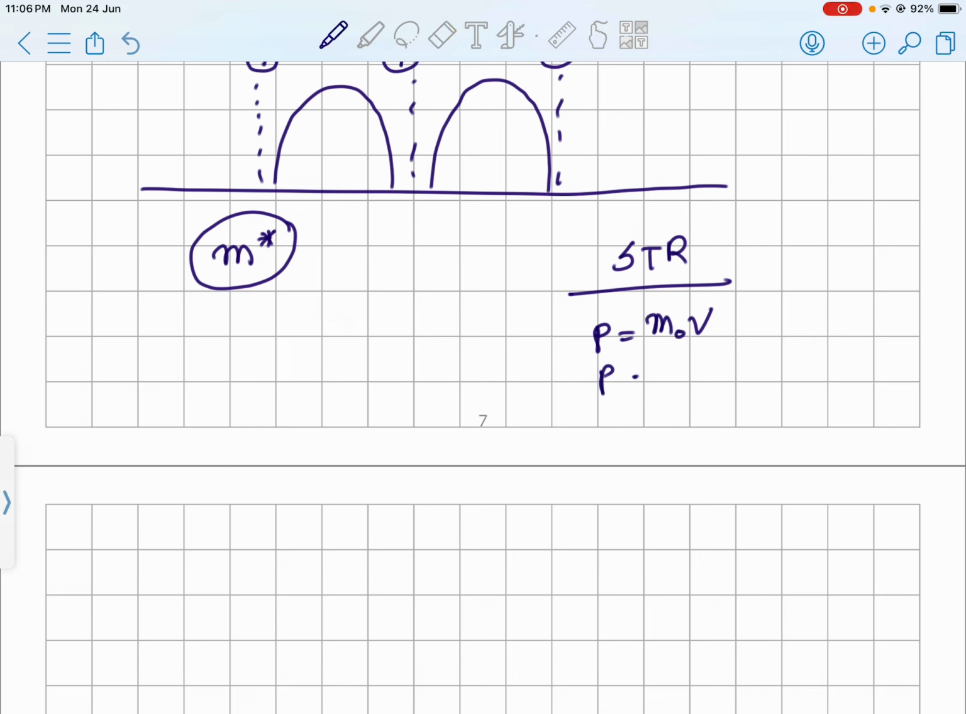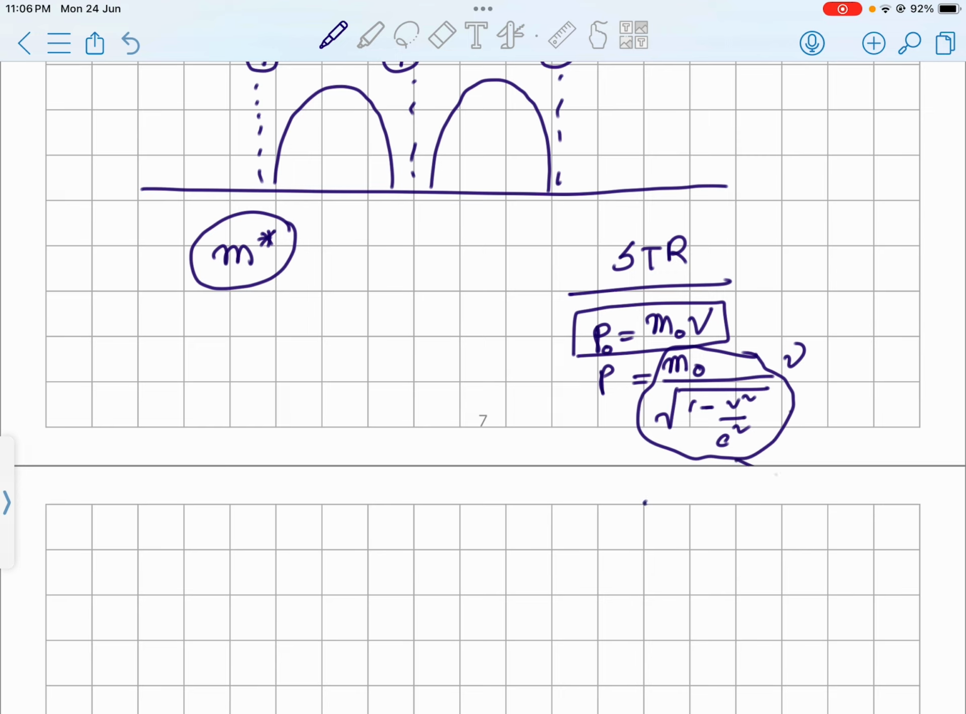Now if it is at rest, then it is the equation. Now if we move the particle with velocity nearby c, it is almost near to light speed, then it will be like that. So what you will see, this m is changing. Here you can consider it like m star, it resembles m star, right?